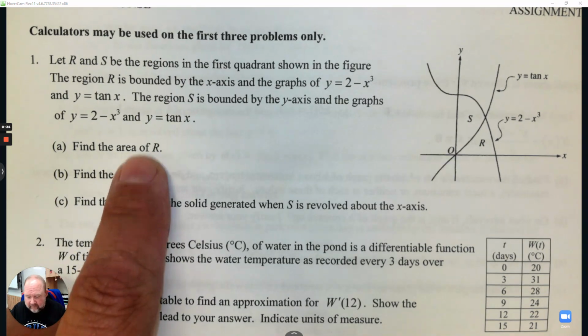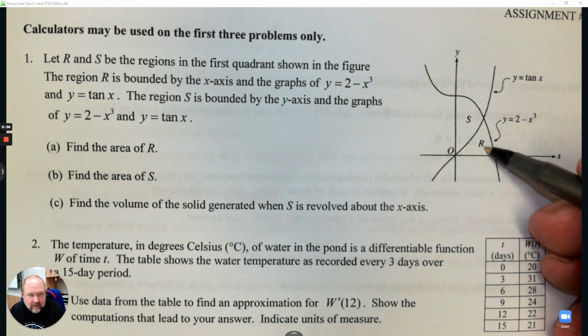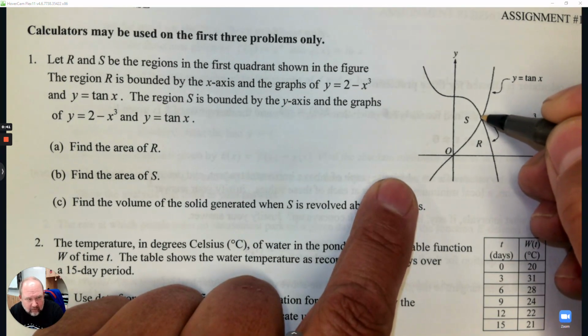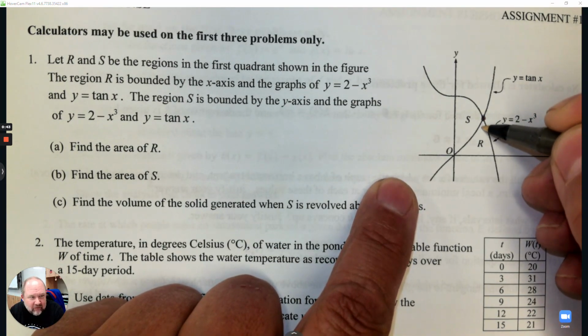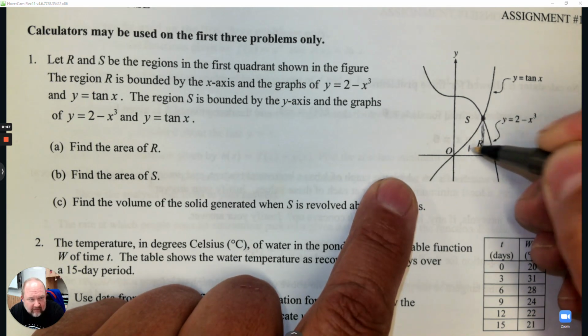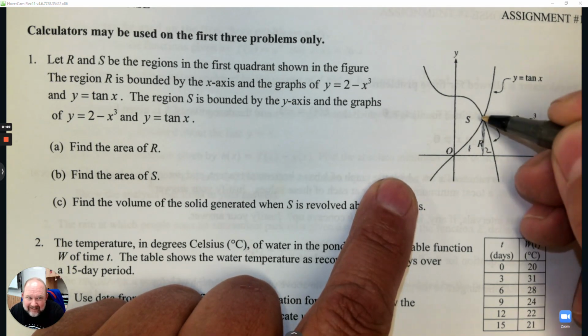For R, let's look at it. So R is right here. How do I go top, subtract bottom? Well, I need to know this point. We're going to do that in a moment. And then I'm going to split it into two integrations, one on the left and one on the right. But I need to know what that point is.